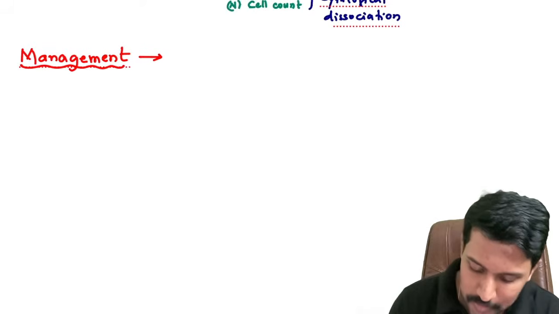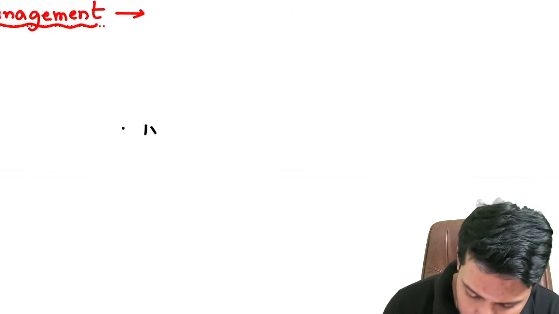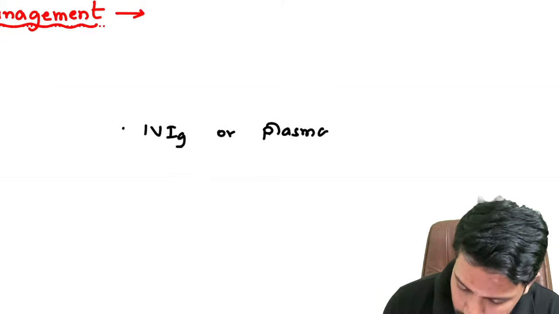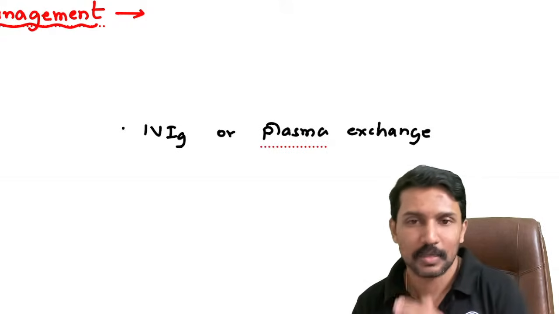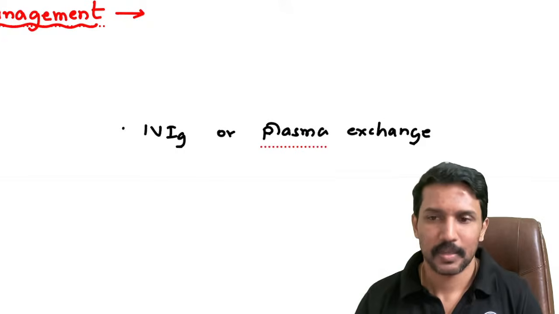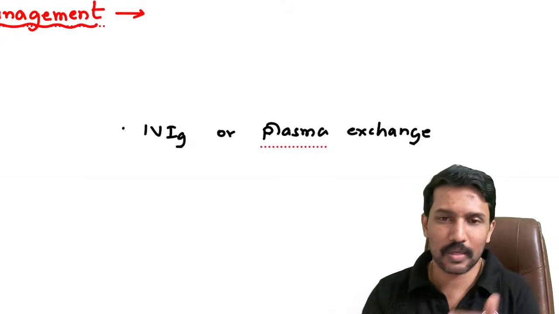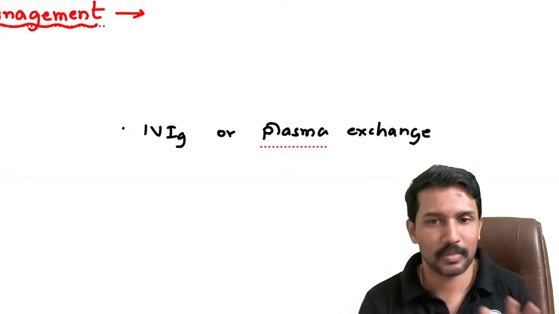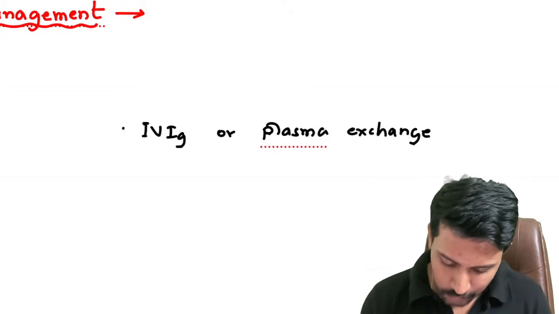So the mainstay of management for a patient with GB syndrome is IV immunoglobulins or plasma exchange. What do we do in plasma exchange? We keep removing the patient's plasma, which is loaded with these IgG antibodies causing the damage, and replacing it with another person's plasma which does not have antibodies. If I keep doing it multiple times, I will quickly bring down the concentration of antibodies in the patient's blood. So this is the mainstay of treatment.